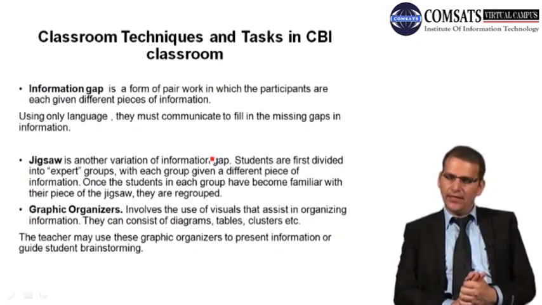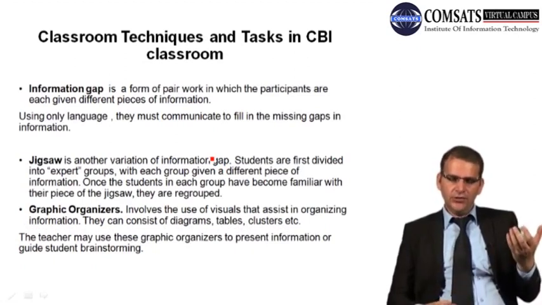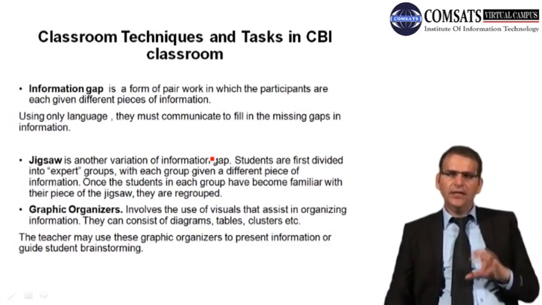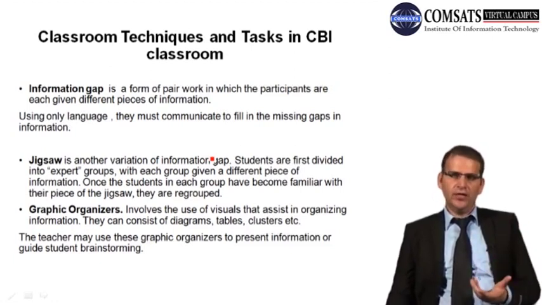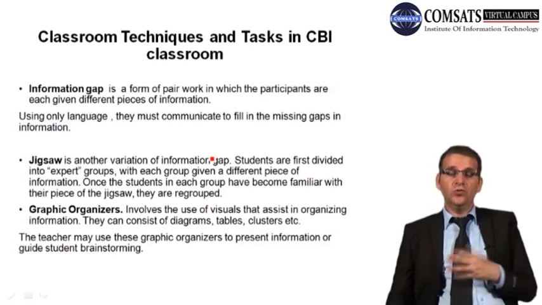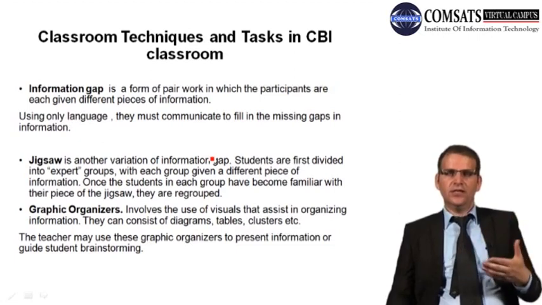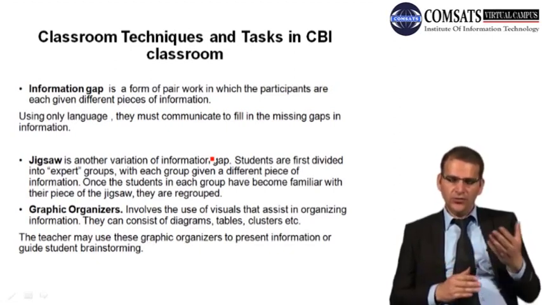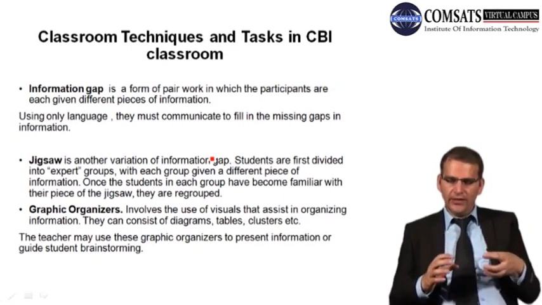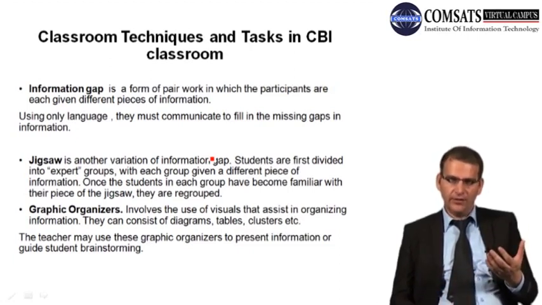Information gap is another classroom activity, a form of pair work in which participants are each given different pieces of information. One participant has been to the UK, and the other wants to know about the culture of the UK. Or one student has visited a library, and the other intends to know about it. So there could be information gap activities using only language. They must communicate to fill in the missing gaps in the information. This is one: information gap activities.